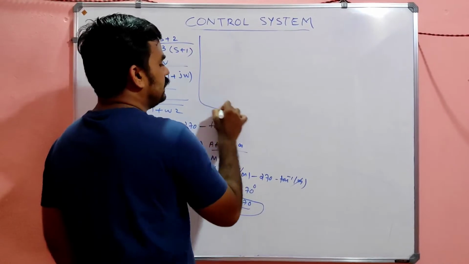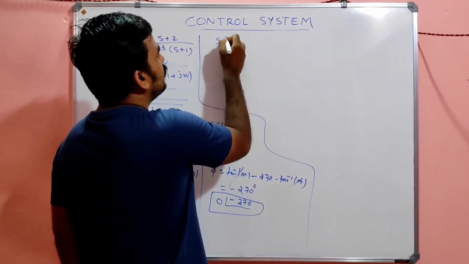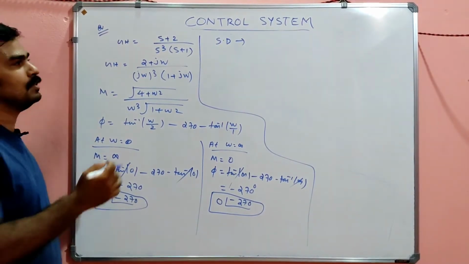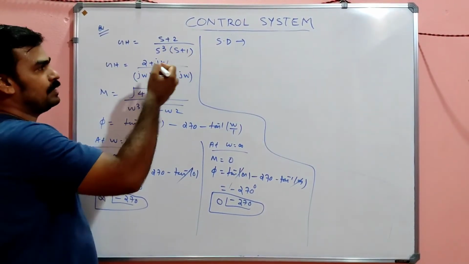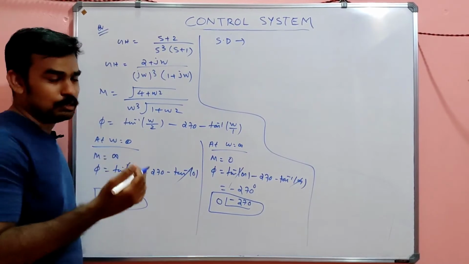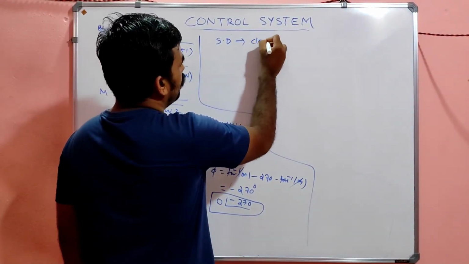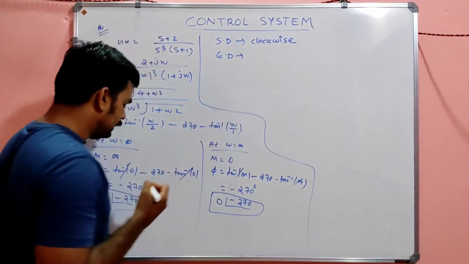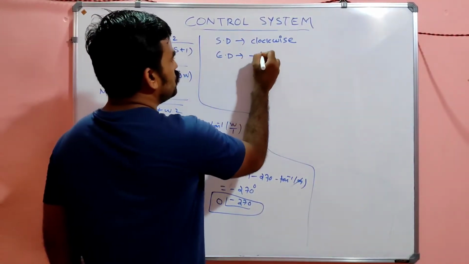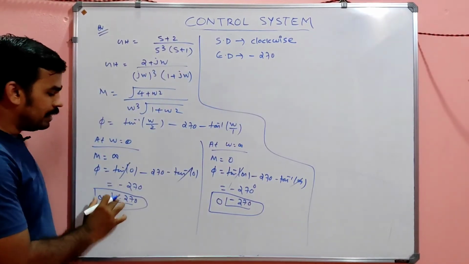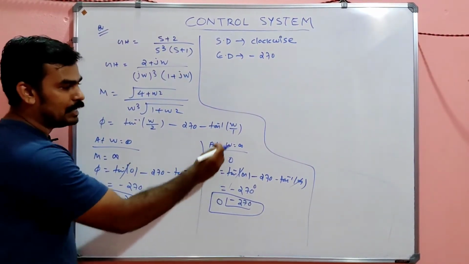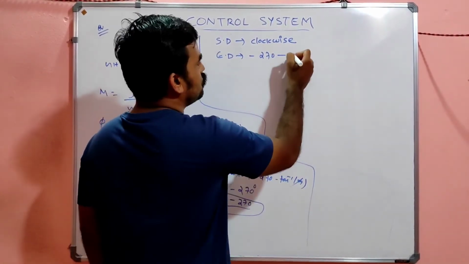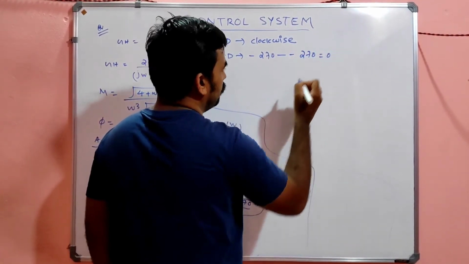So what will be the starting direction, my dears? Check whether an open loop pole or open loop zero is near the origin. So here plus 1 is in the denominator, so it's an open loop pole near to the origin. So the starting direction will be clockwise. And what will be the ending direction? Check the angle difference. So minus 270, that is the angle at omega equal to 0, minus the angle at omega equal to infinity. So minus 270 minus minus 270. So it will be 0.